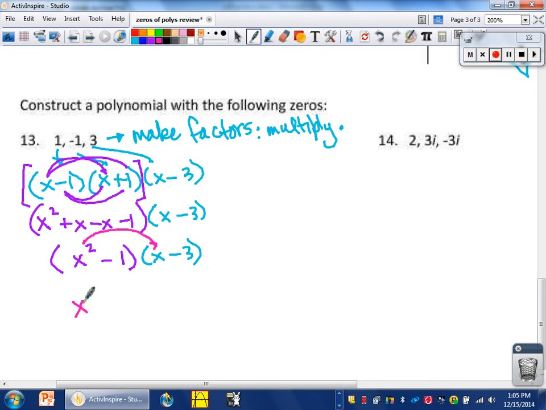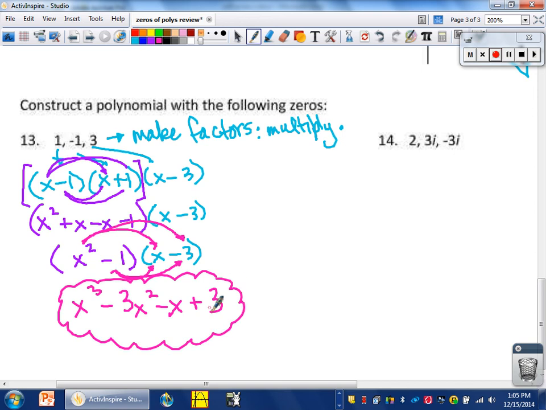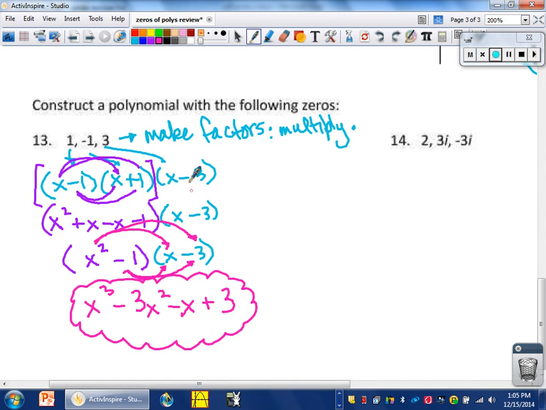So x squared times x, x squared times minus 3, negative 1 times x, negative 1 times negative 3. Okay, the last thing to do is check, is it in standard form? x cubed followed by x squared followed by x followed by your number. This one is, so it is done. This would be the polynomial that gives you these three zeros as the answers. So it starts by remembering that your zeros give opposite factors.